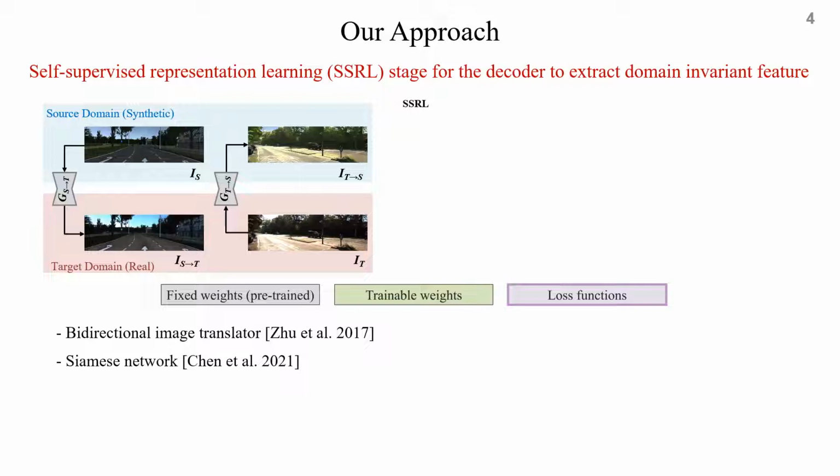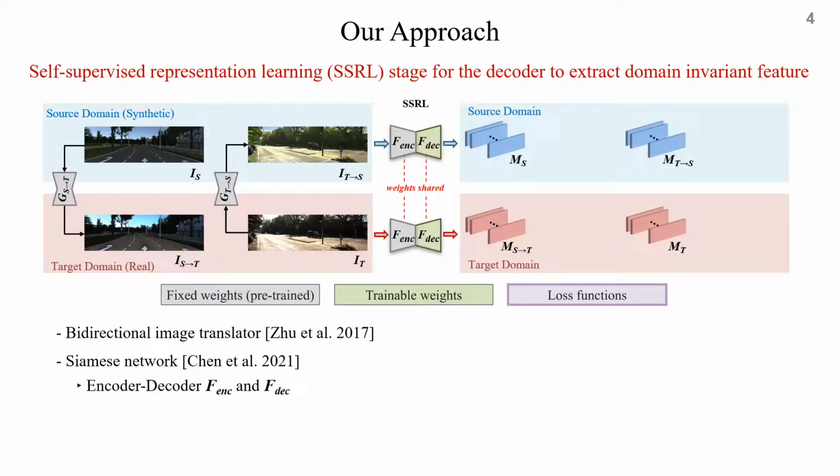Here, I_S and I_T denote synthetic and real-world images respectively. Also, I_S2T and I_T2S denote their translated versions. We utilize these four types of data to train our weight share depth estimator in our Siamese network. Here, the encoder is already pre-trained on ImageNet, and only the decoder is trainable.